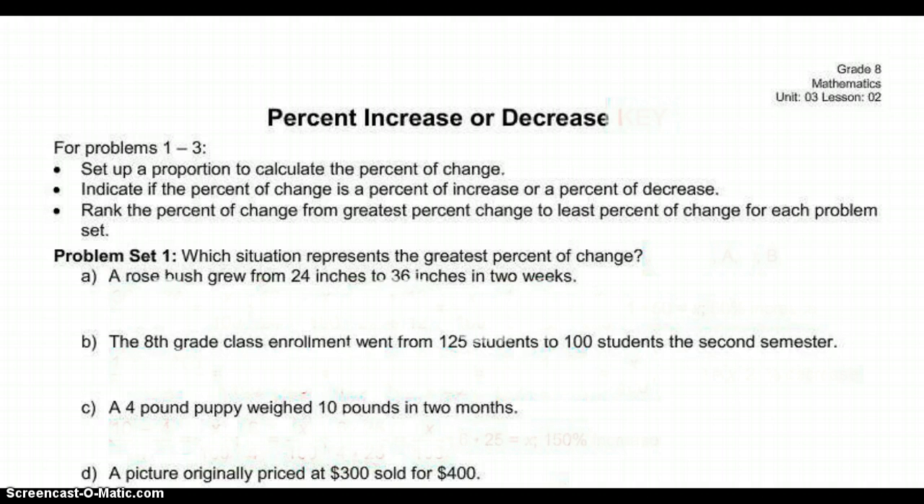Problem set one says, which situation represents the greatest percent of change? Now, we just can't pick A, B, C, or D. We're going to have to take a look at them. So the first one says, this particular rose bush grew from 24 inches to 36 inches. So we need to make sure that we're setting up our change in original compared to new over our original.